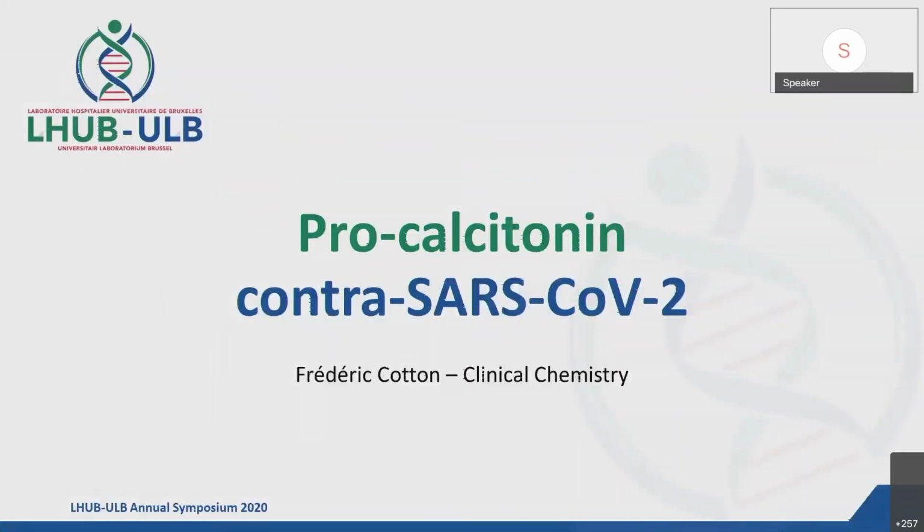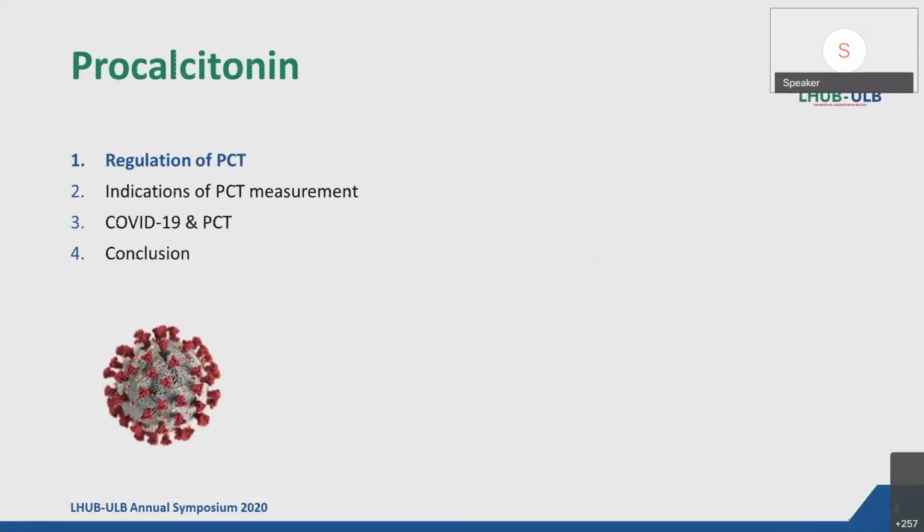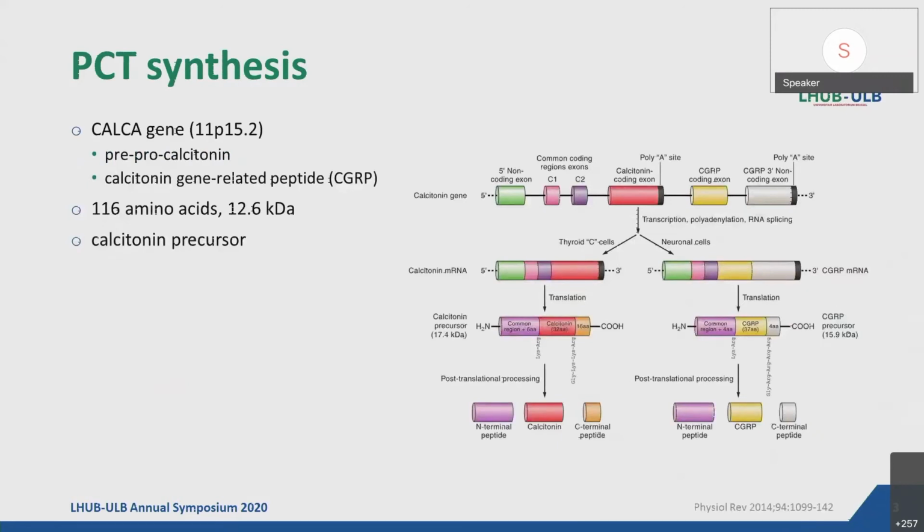So I'm going to talk about procalcitonin in relation with COVID-19. And so procalcitonin is the precursor for calcitonin, and it's synthesized by the CALCA gene that is expressed in different tissues. And it will lead to a precursor called procalcitonin that will be processed into calcitonin later. But in different tissues, there is alternative splicing, giving rise to another peptide, especially in neuronal cells.